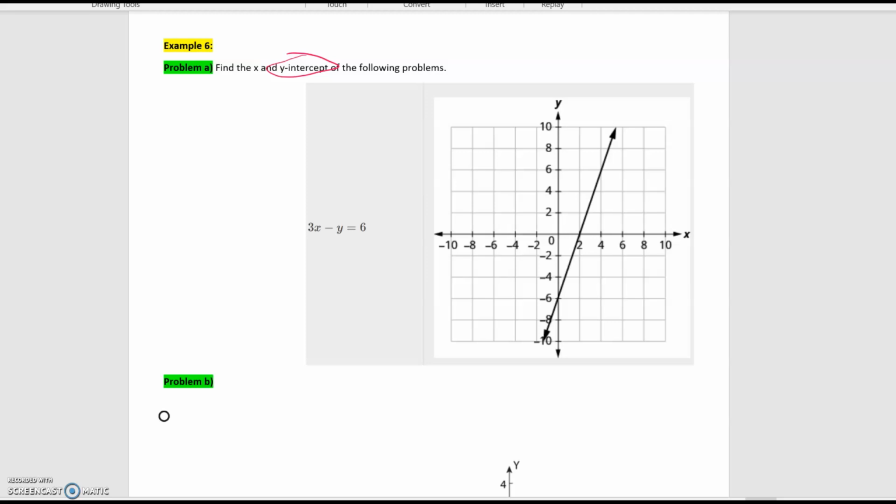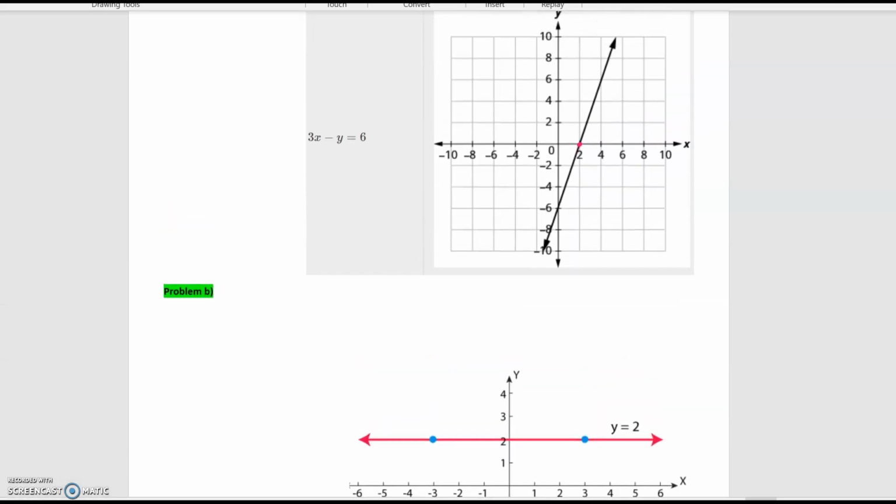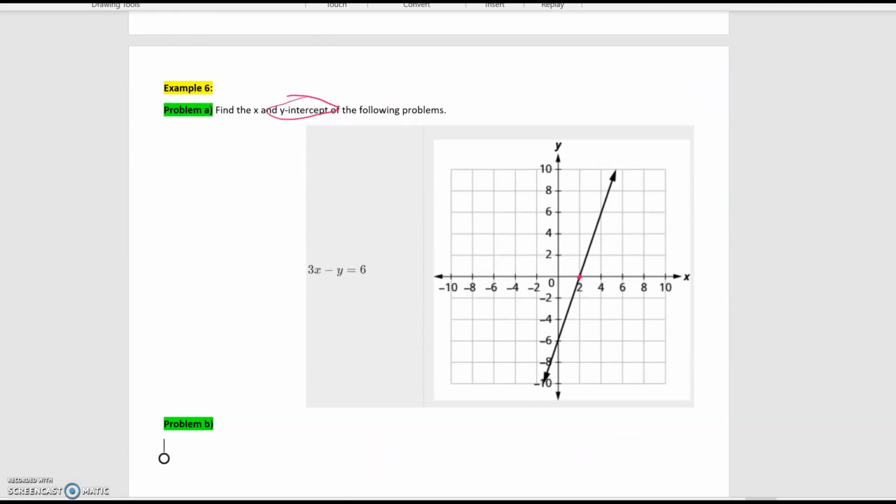So you're given a graph, and in this case we're looking at these two coordinate points. So the coordinate point there and this coordinate point. Let me write my solution here. In this case, the y-intercept is at 0, -6, and then the x-intercept happens to be at 2, 0.